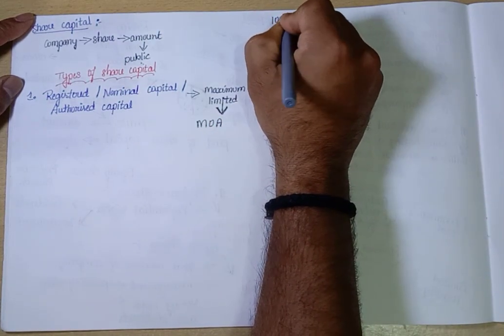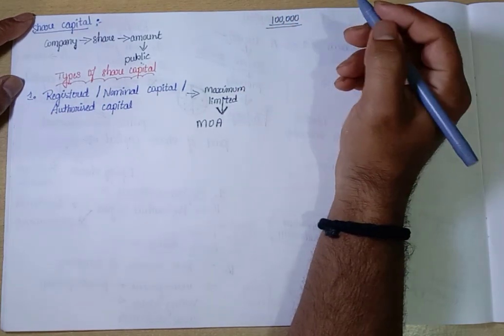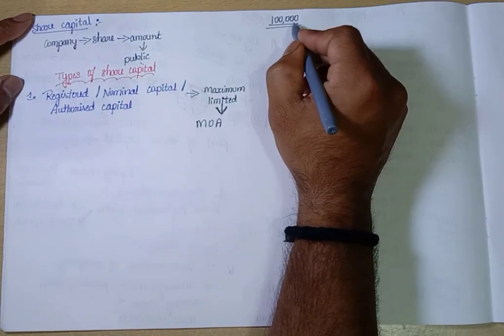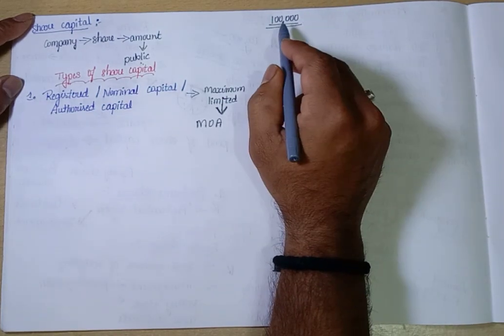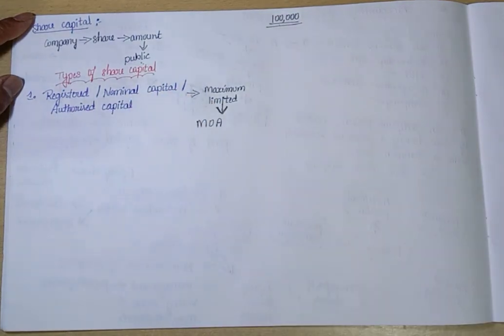For example, let me take 1 lakh rupees of capital. My registered office gives me permission to raise 1 lakh rupees. So this 1 lakh rupees we call registered capital or authorized capital.